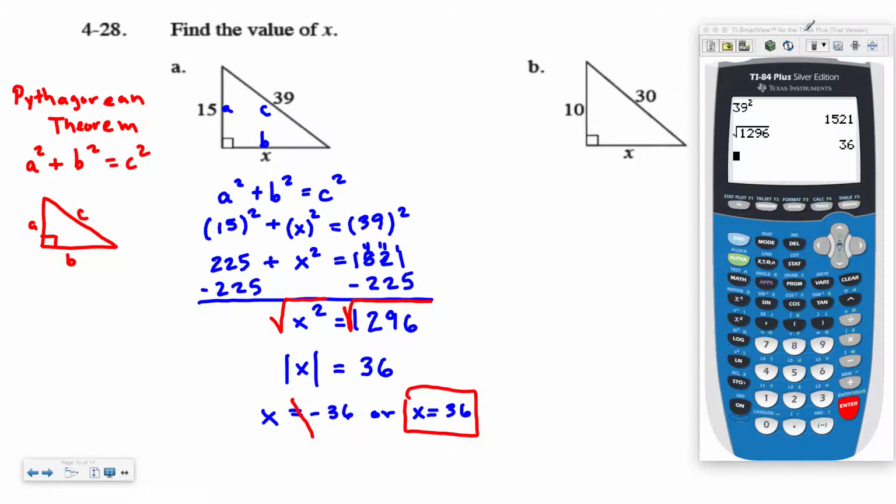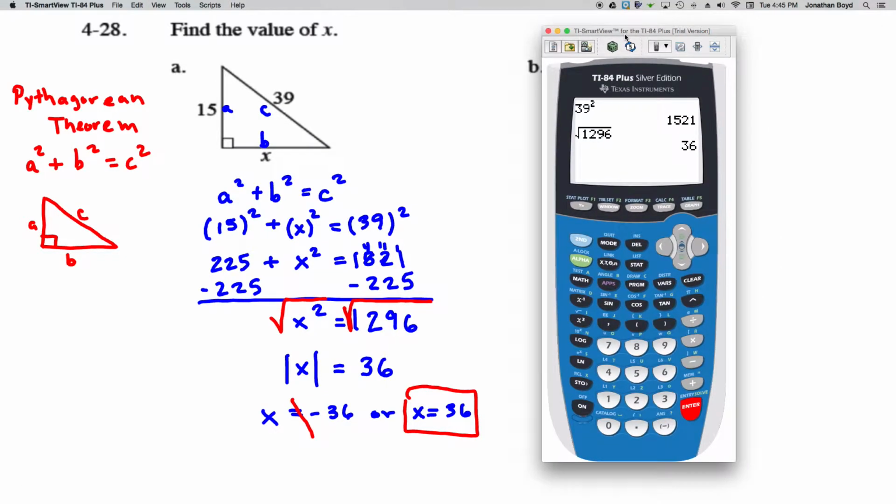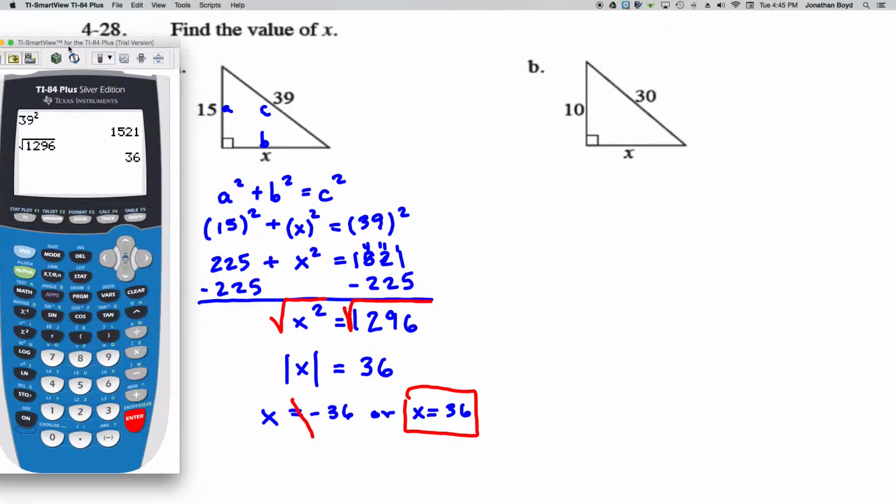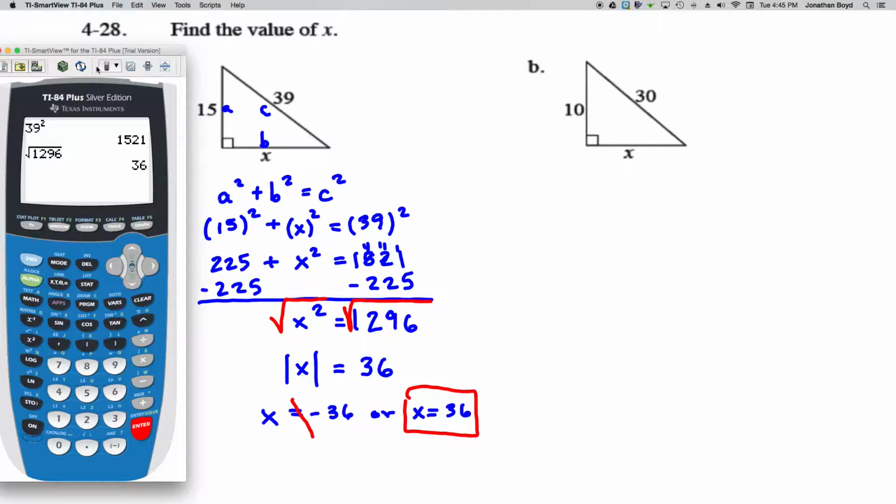I'll allow you to do that there. You can pause the video, check it to make sure it works. Now let's look at the second one. I'll put this right over here, so if you need to look back at your other work, you can.